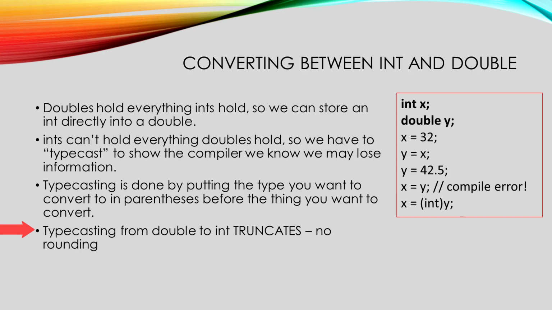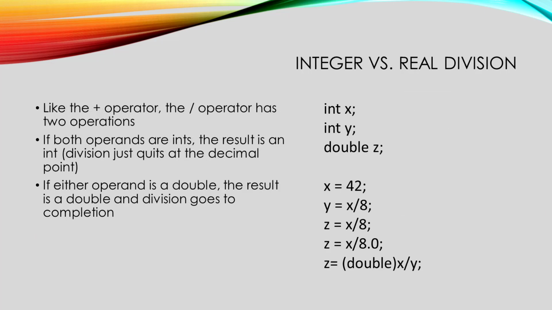That's right, Sumi. Typecasting from a double to an int will just drop everything after the decimal point. There is no rounding. There's one other important thing related to ints and doubles, the slash operator. It always means division, but there are two types of division, integer division and real division. Real division is division the way you've always known. Integer division doesn't care about the stuff after the decimal in the result, it just quits at the decimal point.